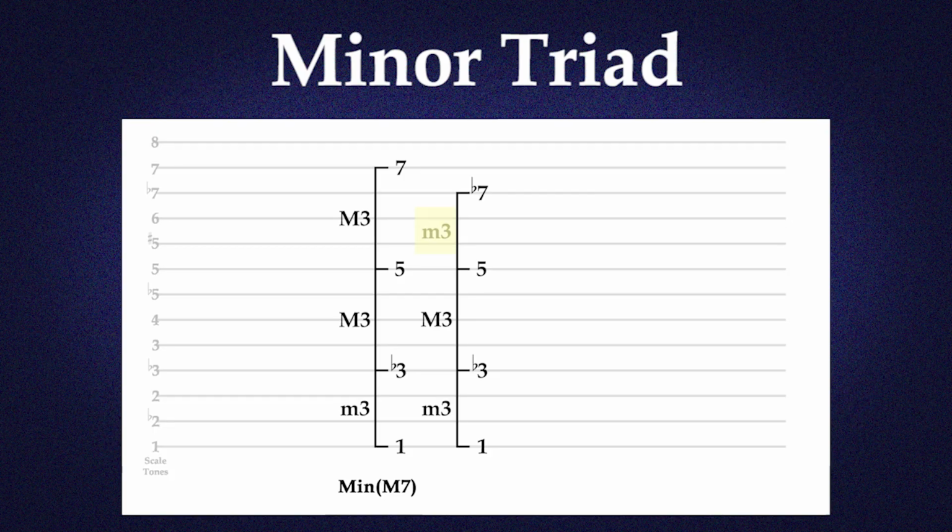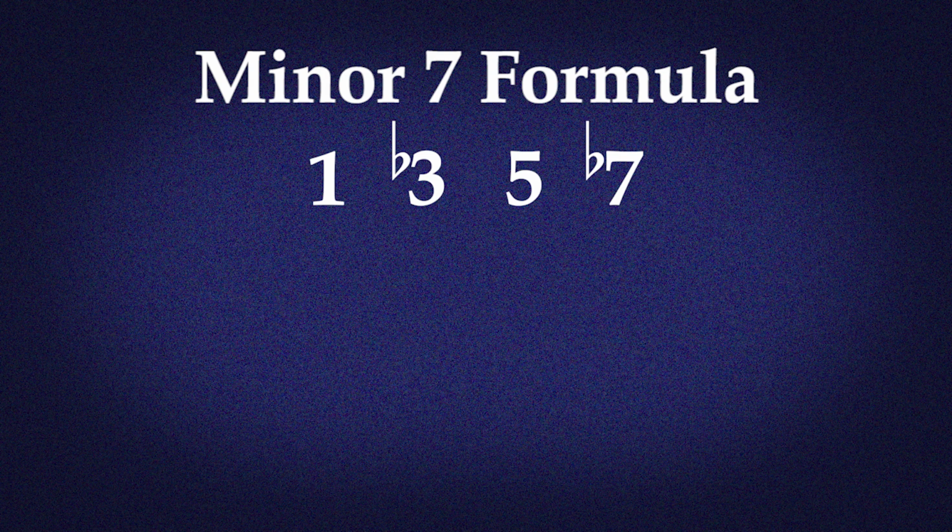Adding a minor third to the top of a minor triad gets us to the minor 7th of the scale. This is called a minor 7 chord. Its formula is 1, flat 3, 5, flat 7.